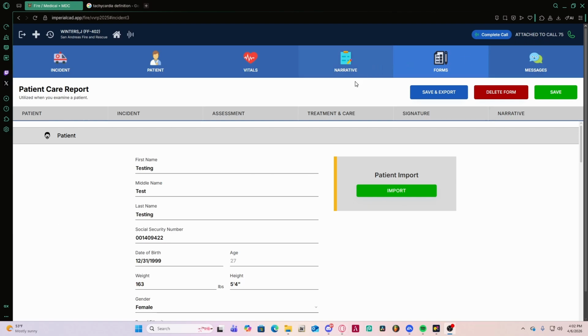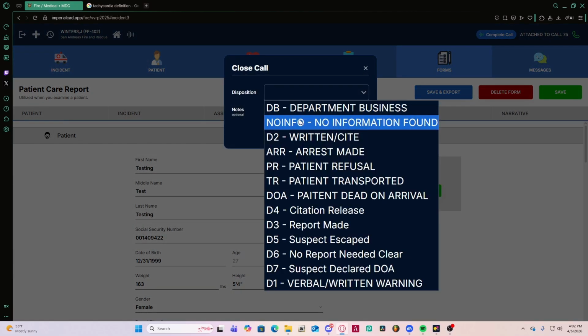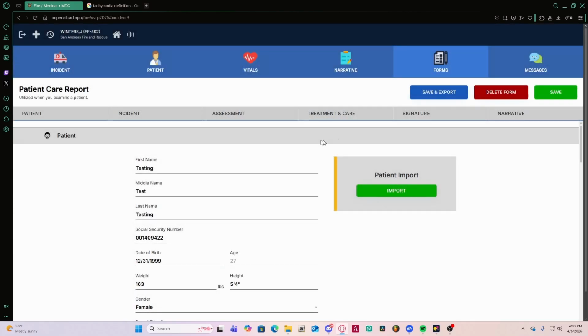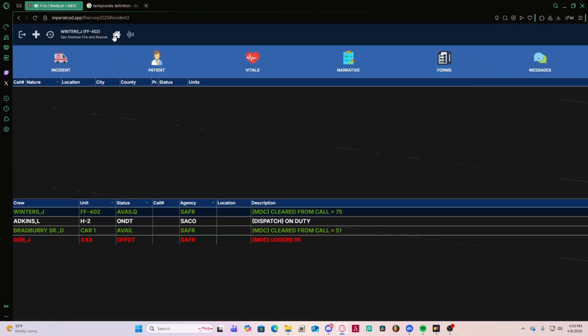So, where are we? Once you've done everything that you have to do, you can click complete call. Disposition is what happened to the patient: transported. You could put notes if you want to, but it's optional. Boom. Finish and close. You've been detached from your assigned call. And when you do that, it clears your board.